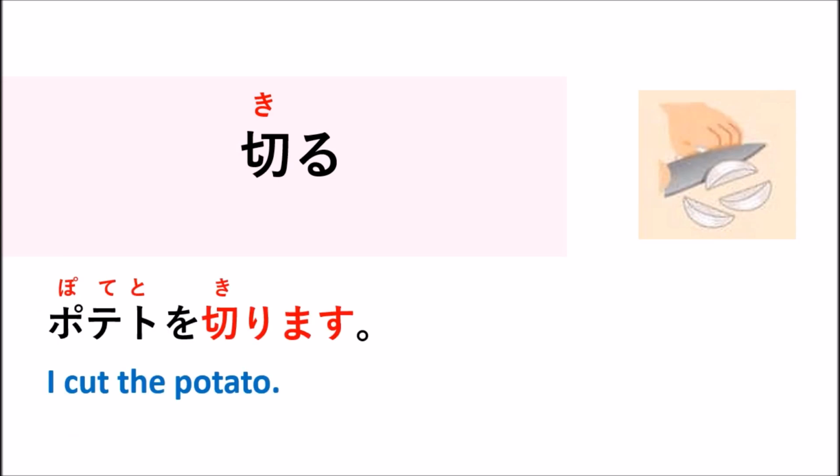And here we have an example like Potato o kirimasu. Potato o kirimasu means I cut the potato. Or you can create a sentence like Tanaka-san wa potato o kittemasu, which means Mr. Tanaka is cutting the potato.